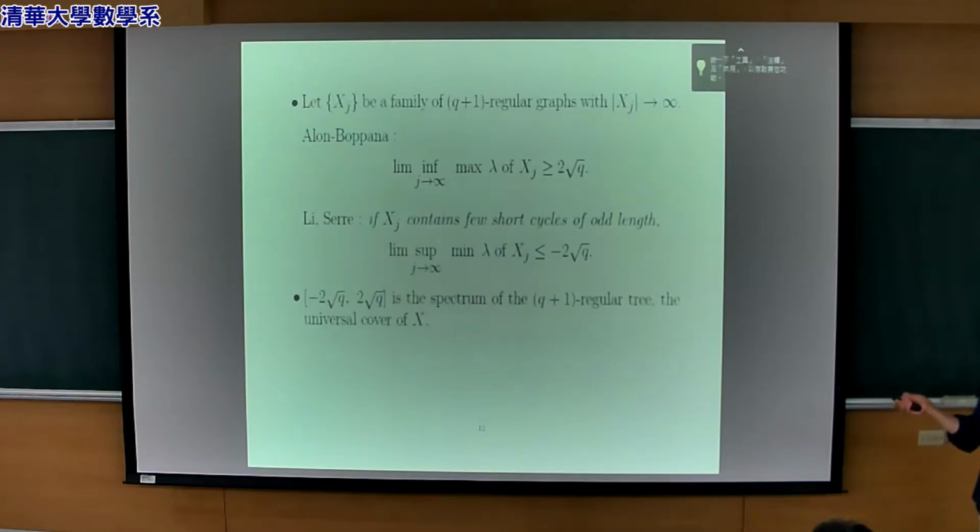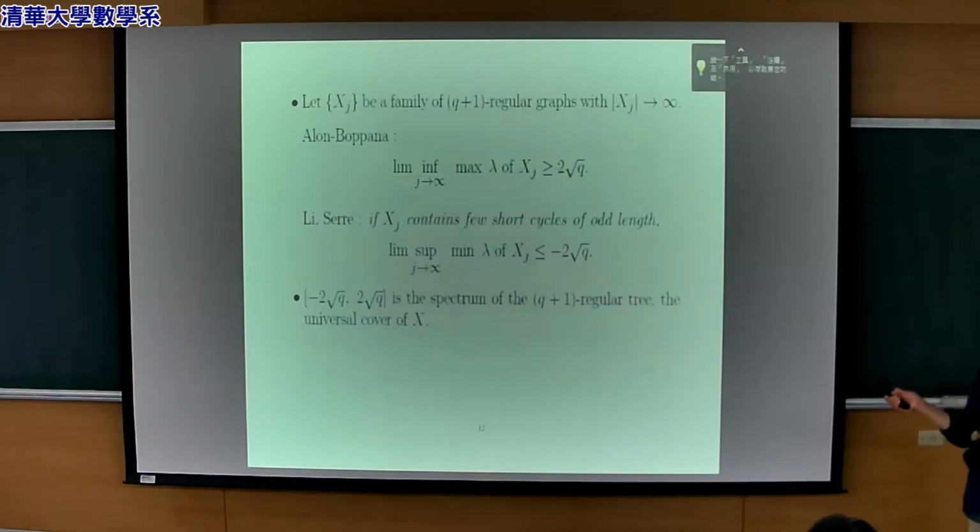For instance, if the graph contains few short cycles of odd length, or the length of the shortest odd cycle will go to infinity with the size of the graph. Okay. In that case, we will have the second inequality.